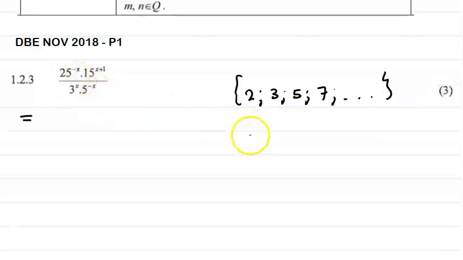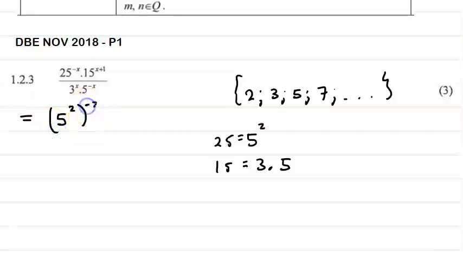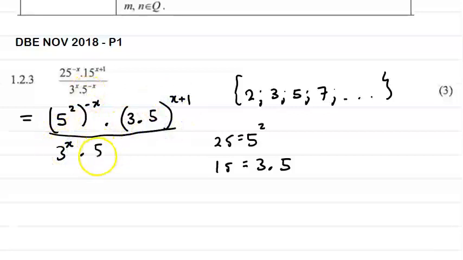Like for example, 25 equals 5 squared. 15 is going to equal 3 times 5, and so on. 3 and 5 are already prime bases. So let's write that down. 5 squared to the minus x times 3 times 5 to the x plus 1, all over 3 to the x times 5 to the minus x, which is equal to, now we're going to apply that law that we discussed earlier.